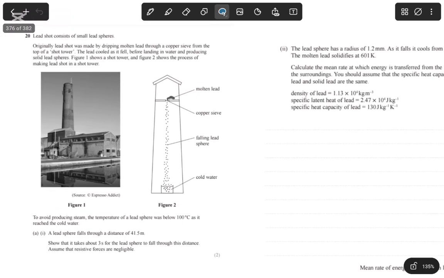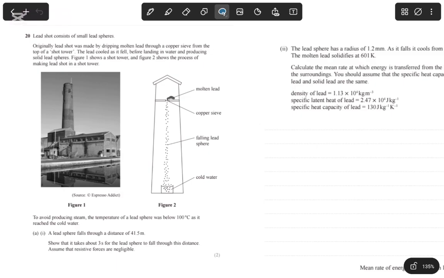So it says lead shot consists of small lead spheres. Originally, lead shot was made by dripping molten lead through a copper sieve from the top of the tower. So from the top of the tower, they're going to drop molten lead. Molten means it's not liquid exactly, it's kind of like a more viscous liquid. So it's lead that has been melted basically, right? So it's molten.